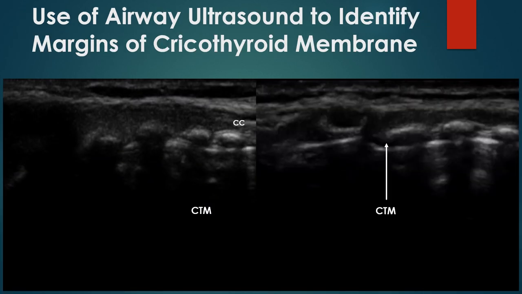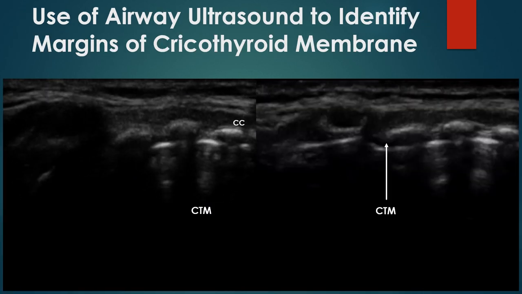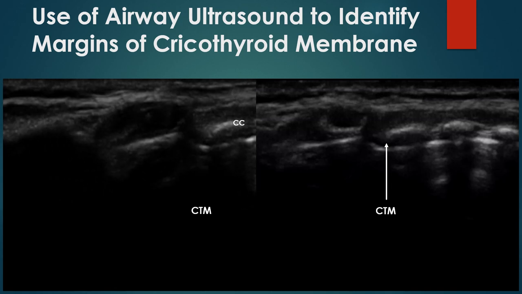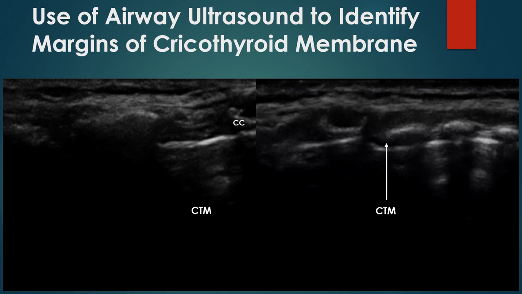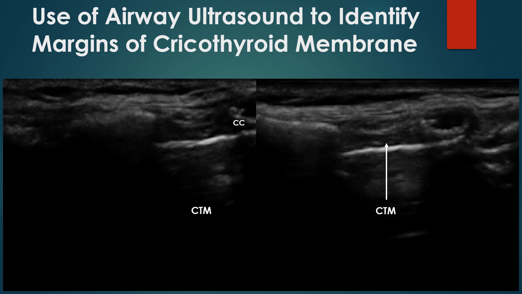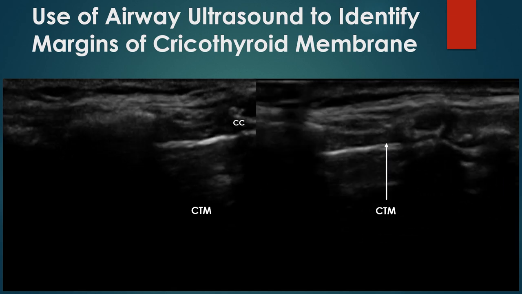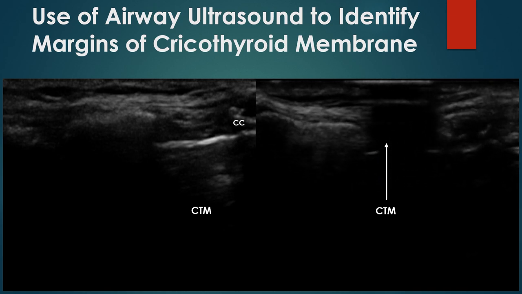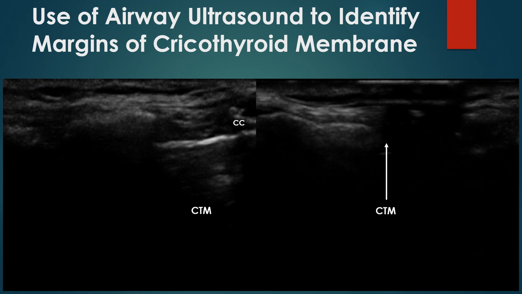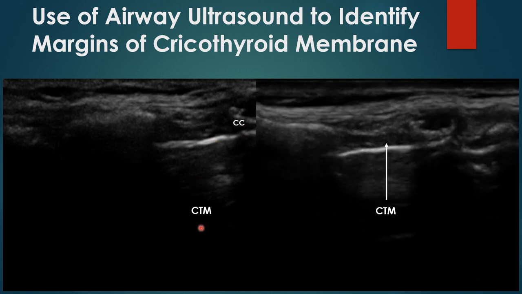So this is a very good use of ultrasound. It's probably one of the top one or two utilities. And over here on the left panel, you can kind of see as you slide forward into sagittal view, you've got your cricoid cartilage over here, thyroid cartilage that you can't really see too well, but you've got your cricothyroid membrane. You can see your cricoid cartilage and your CTM here.